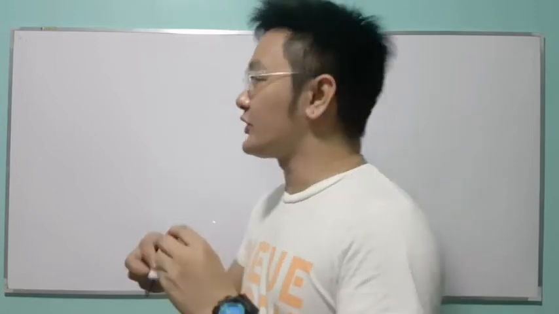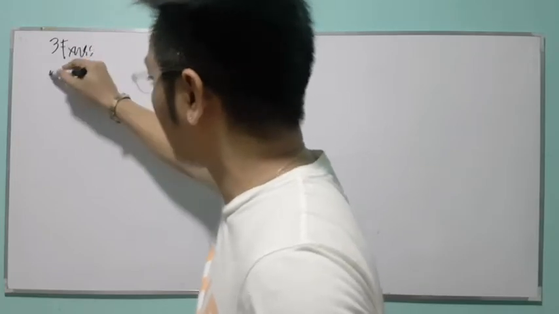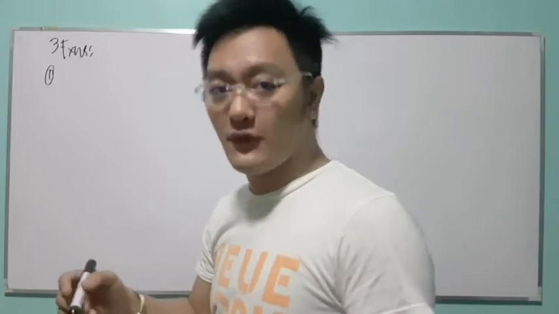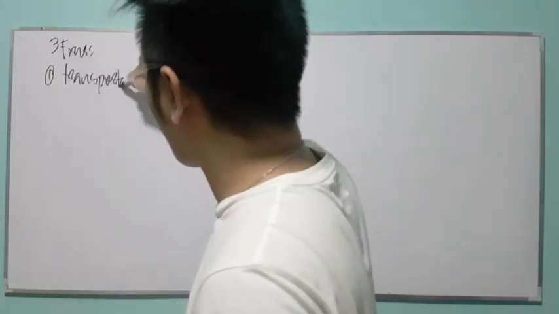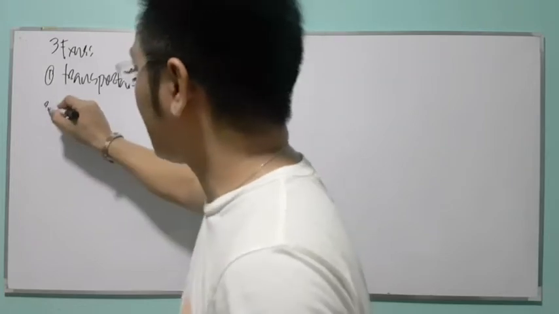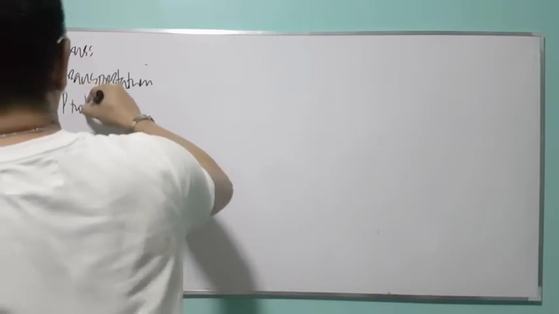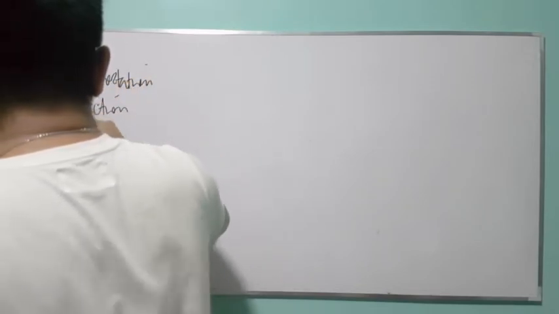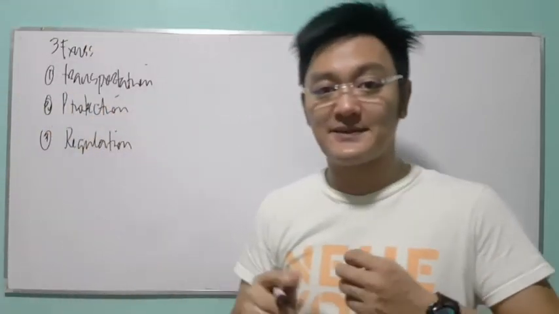Our blood serves three basic functions. So what are the three basic functions of your blood? Number one, your blood plays a vital role for transportation. The second function of your blood is, of course, protection. Third function is regulation. Allow me to discuss it one by one.